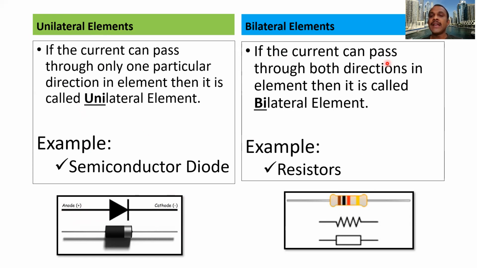Bilateral element: as the name says, if the current can pass through both directions, then it is called a bilateral element. Like a resistor, we can make the current move from left to right, right to left, top to bottom, bottom to top, or in a closed loop, in clockwise and anti-clockwise directions. Those kinds of elements are called bilateral elements.